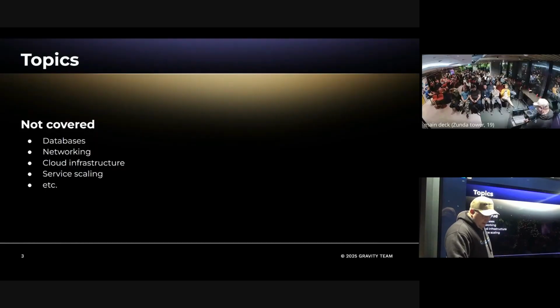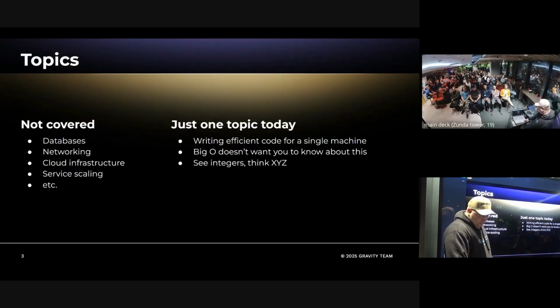So some things we're not going to be talking about today are databases, networking, your cloud infrastructure, microservices, anything like that. There's a lot of topics where performance might be important. We're just going to be ignoring them today. I'm going to be talking about one topic only, writing efficient code on a single machine. Which means we're going to be in the situation of no helping calls to a database or an external service. We just have our CPU and we need to do stuff fast on it.